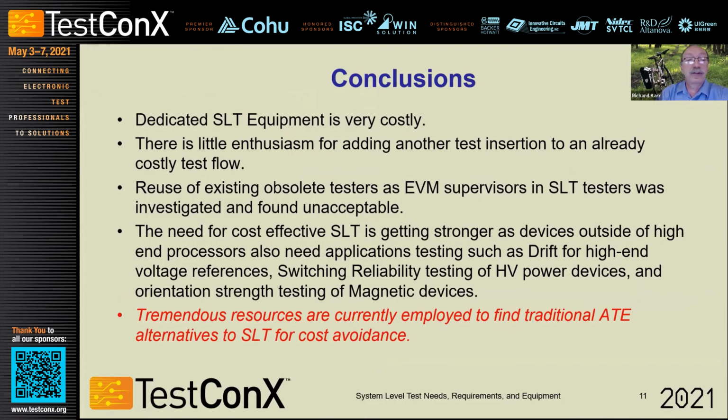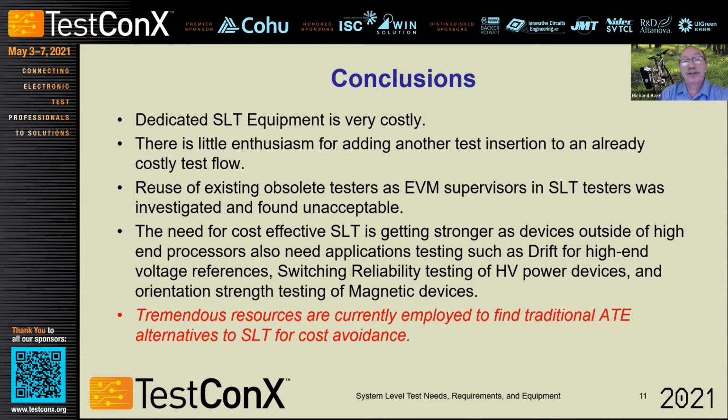So what's the conclusion of this? What did we get out of all this work, these multi-years and perhaps millions of dollars worth of costs? What we conclude from this system level test integration, investigation, and evaluation work is that this very large capital cost of the SLT equipment is really strongly hindering implementation of production system level tests for these advanced processors at TI.